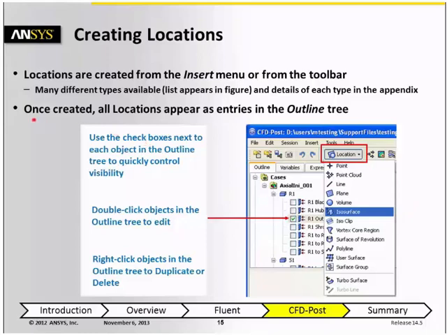Once created, all locations will appear as entries in the outline tree. The outline tree is very intuitive. Checkboxes next to individual objects control whether or not it's visible. If you double-click on an object, it will bring up the Details panel so that you can edit the object, and you can right-click on items in the menu to either duplicate or delete them.